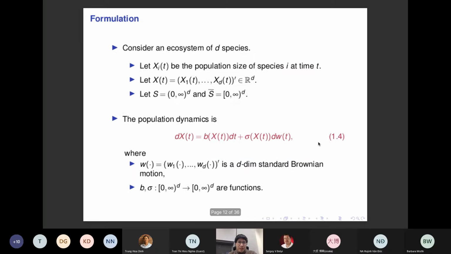Now we introduce the problem we are interested in. For the ecosystem of d species, we denote x_i(t), the population of species i, and we denote the state space by S, [0, infinity)^d, and S bar. We consider a population system given by stochastic differential equation 1.4.